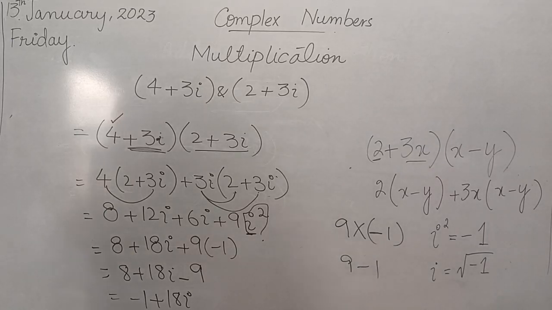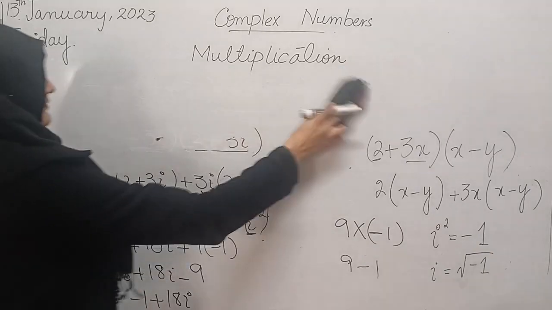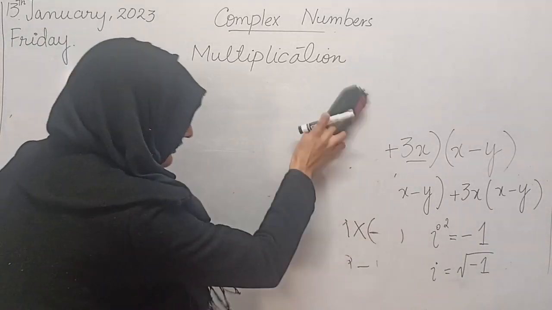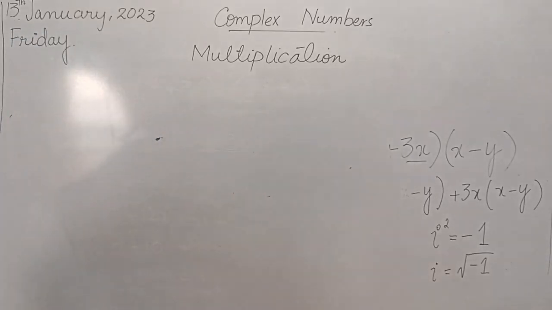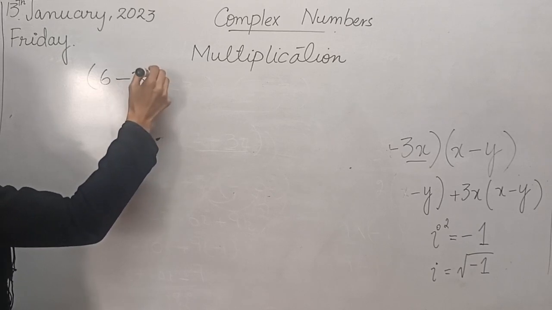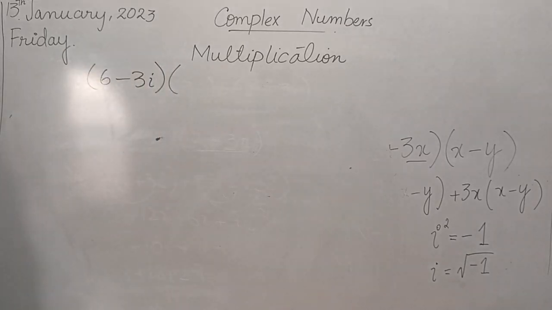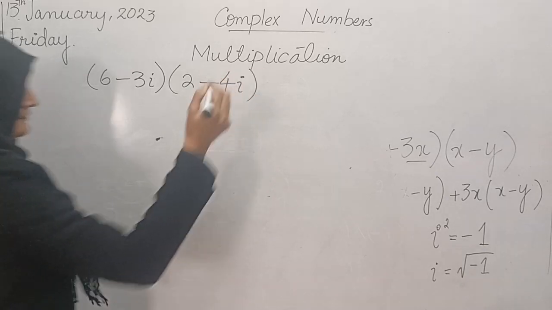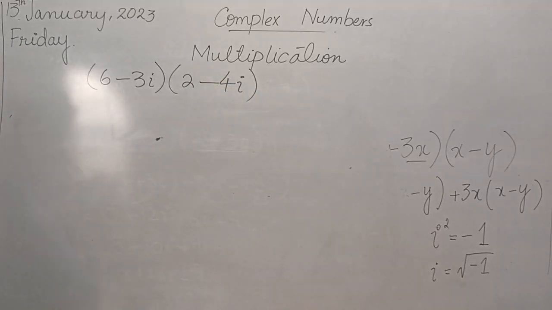See another example. We have a complex number 6 minus 3 iota, and the other number is 2 minus 4 iota. Now help me to solve this question.